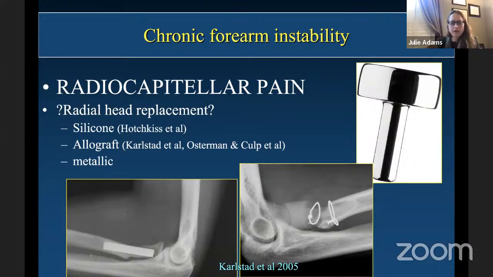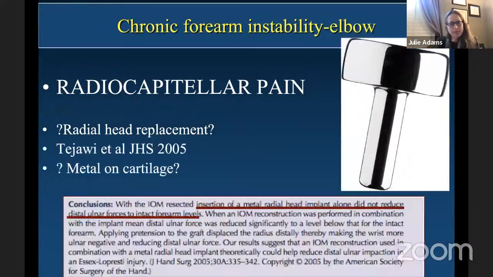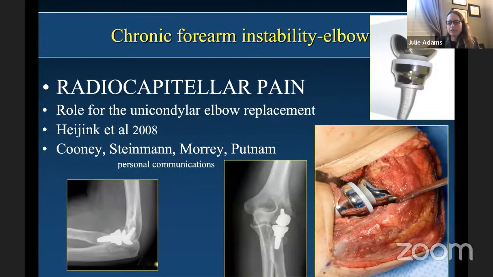The forces on the radiocapitellar joint can be problematic. And again, when you place this radial head, it's not going to restore the contact forces to normal. In the United States, we used to have this implant that I've used before and I liked quite a lot.